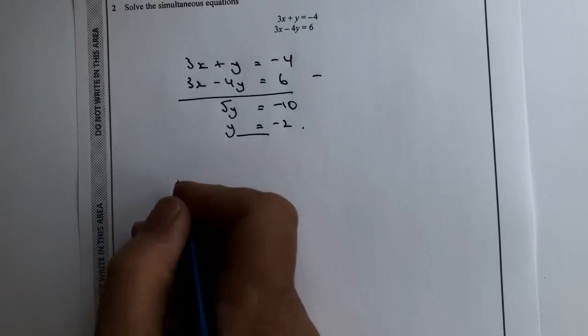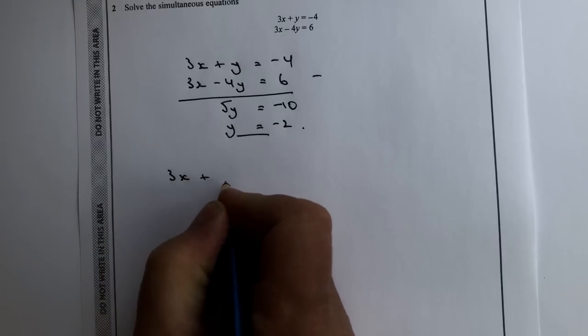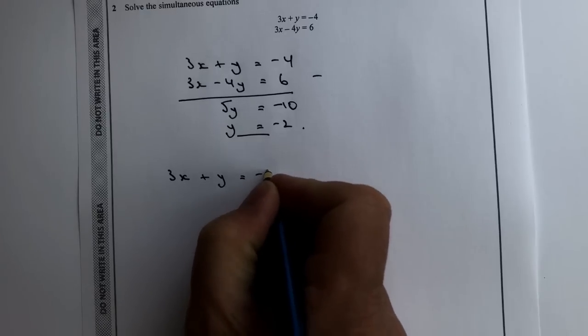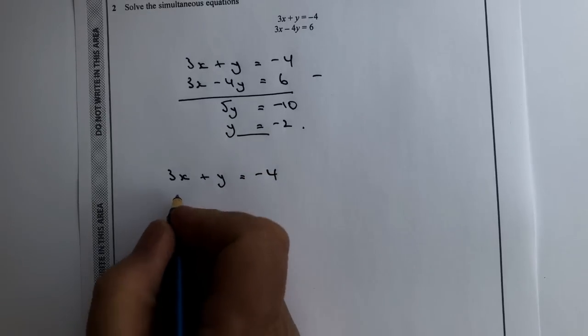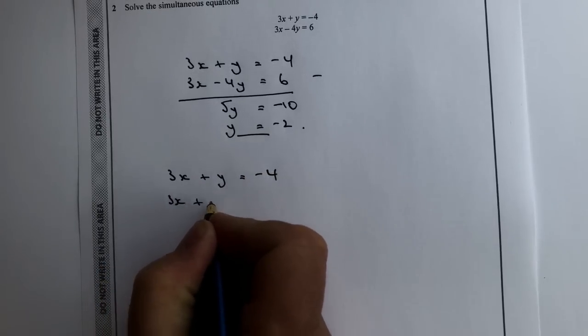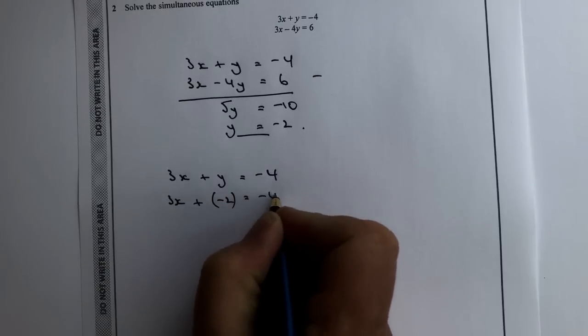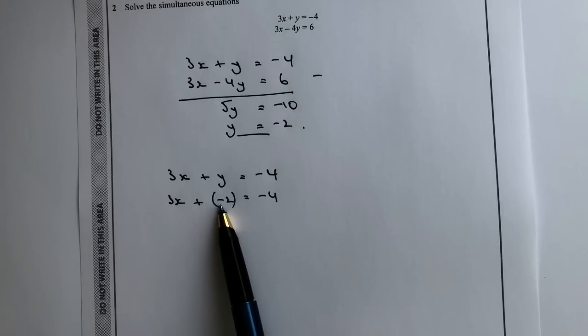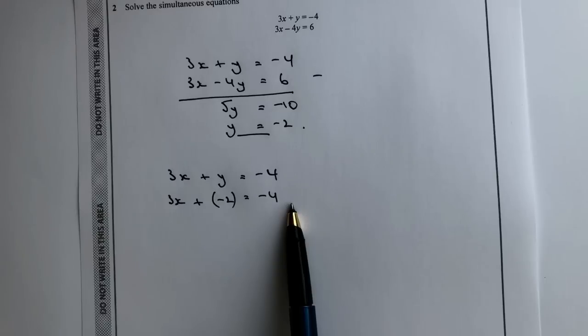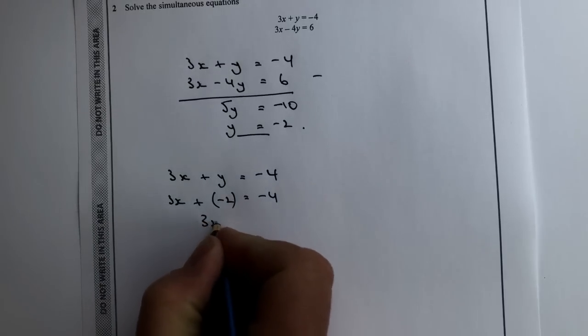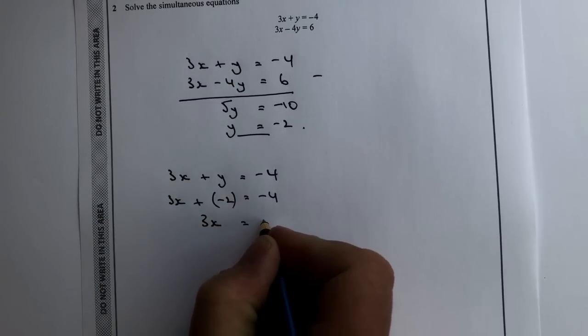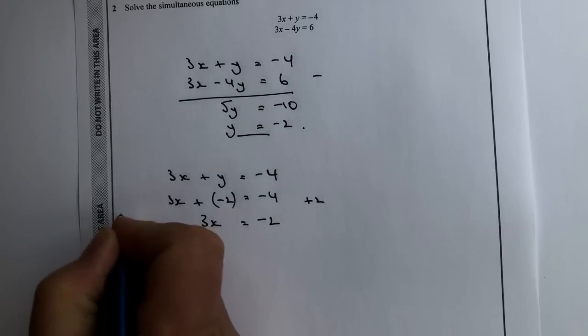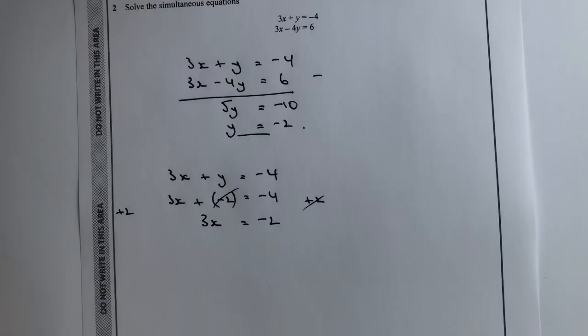I'm just going to choose the first one, so I'm going to say 3x plus y equals minus 4. But this time, rather than writing y, I'm going to write minus 2 equals minus 4. So with this minus 2, we need to work out the value of x on its own. If I take this minus 2 over to the right hand side, it's then going to be plus 2. So this would then become 3x equals minus 4 plus 2, which is minus 2. So I'm adding 2 to both sides and losing this.